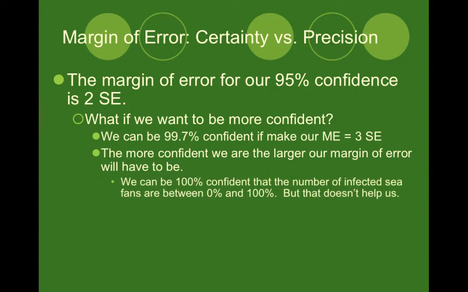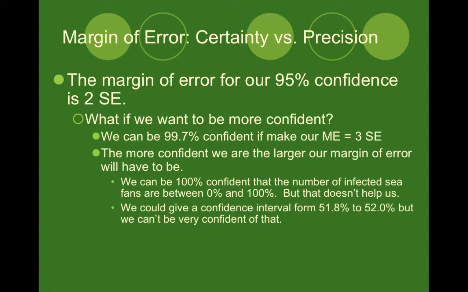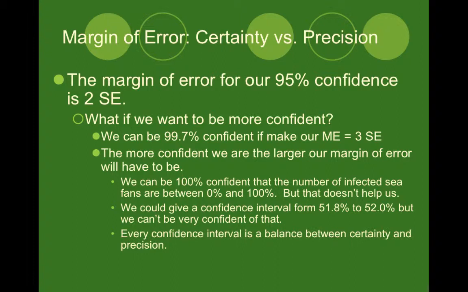We could be 100% confident, but the only way we can be 100% confident is if we say that some percentage of C fans are infected. So by saying that it's between 0 and 100%, then we can be 100% confident. But that doesn't help us. That's not very precise. We're very certain, but not very precise. We could be very precise and say that the number of infected C fans is from 51.8% to 52%. But we won't be very confident of that, so we won't have a whole lot of certainty here. The trick is to have a balance between both. We want to be as certain as possible, but we also want to be as precise as possible.